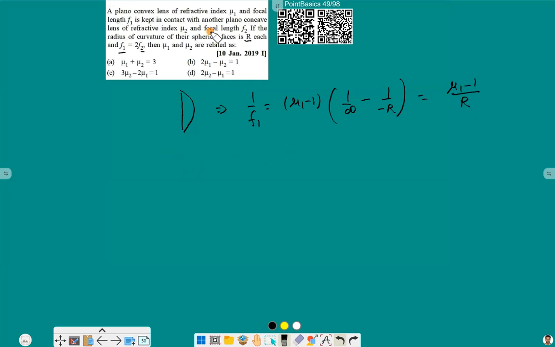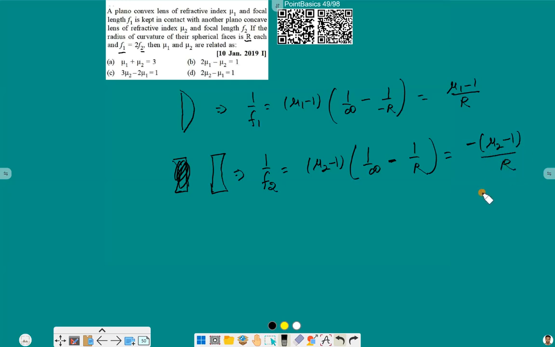Now for the second one, which is the plano-concave lens. Suppose this is the plano-concave lens. Let's take the planar side first so that symmetry is retained. For this, 1 by f2 will be equal to mu2 minus 1 into 1 by infinity minus 1 by r. So this will give us negative of mu2 minus 1 by r.